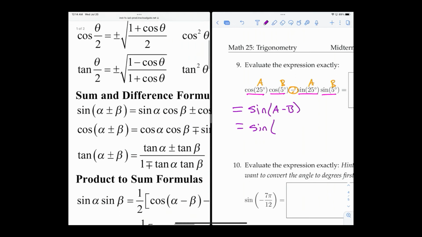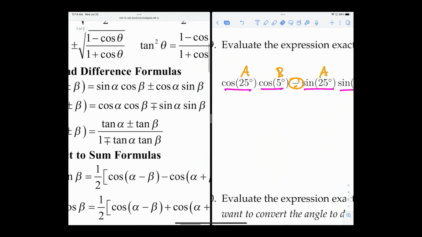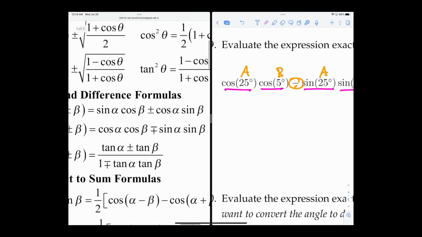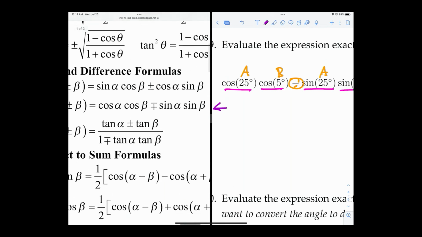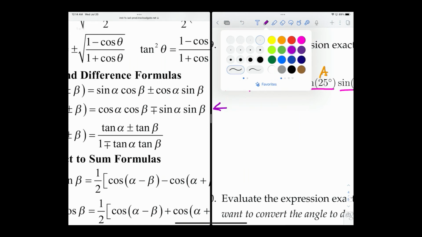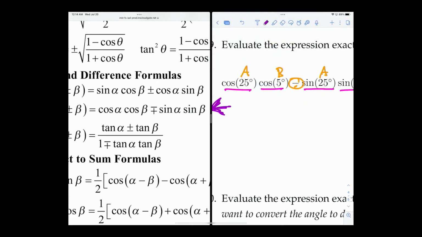Wait, hold on. Oh my God, I am blind. I said this matched the first one, right? Obviously it does not. Cosine, cosine, cosine, cosine, sine, sine. And I said it matched the first one, but the first one is sine alpha, cosine alpha, sine beta. It's not cosine, cosine, sine, sine. So obviously it's this one that it actually matches.